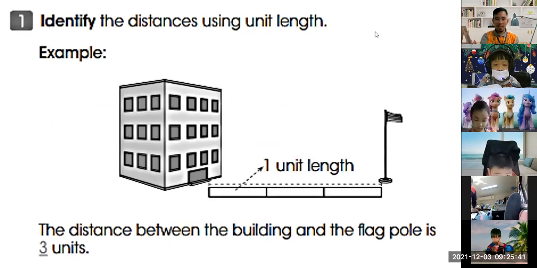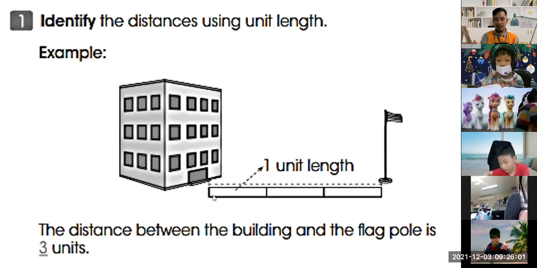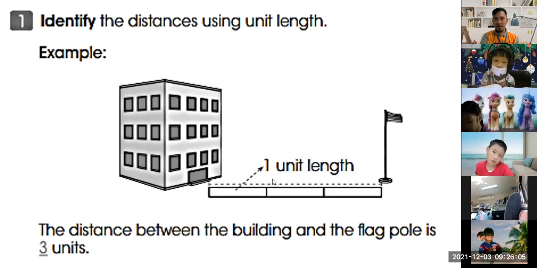Now here you can see the example. The distance between the building and the flagpole. This is the building. This is the flagpole. So how many units? 1 block is equal to 1 unit. So 1, 2, 3. That's why you can see here 3. Okay, 3 units.